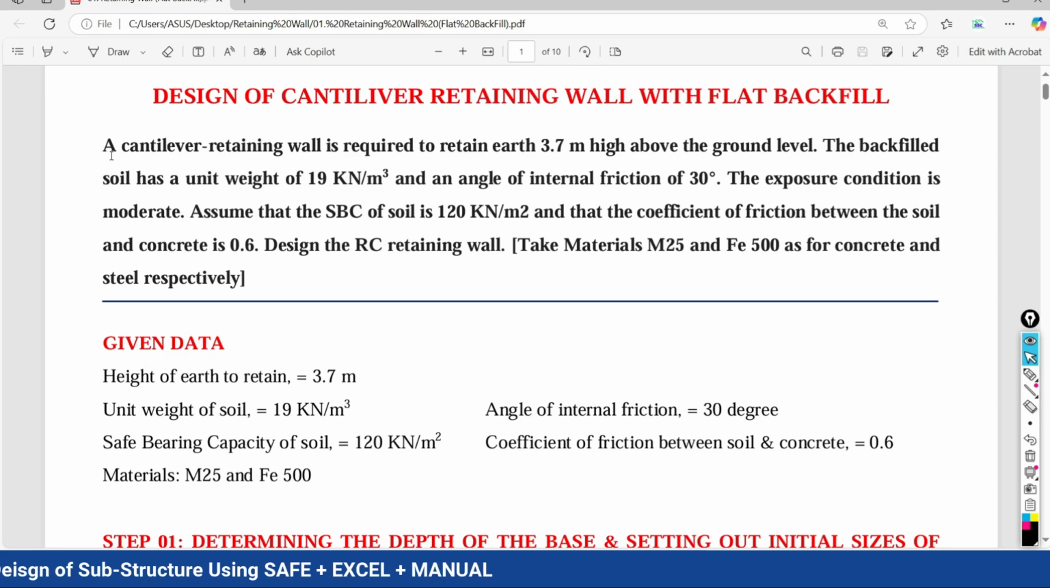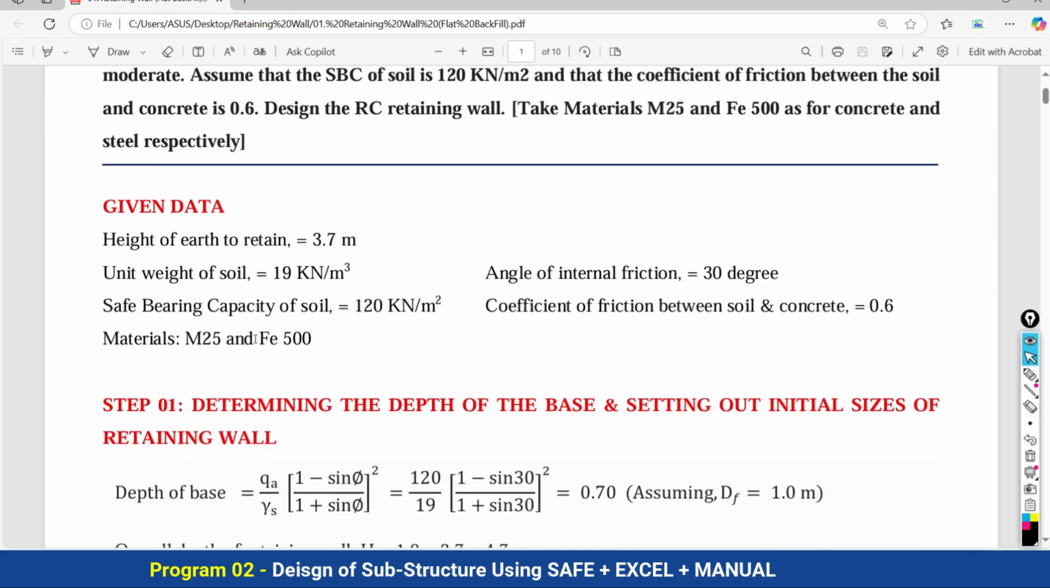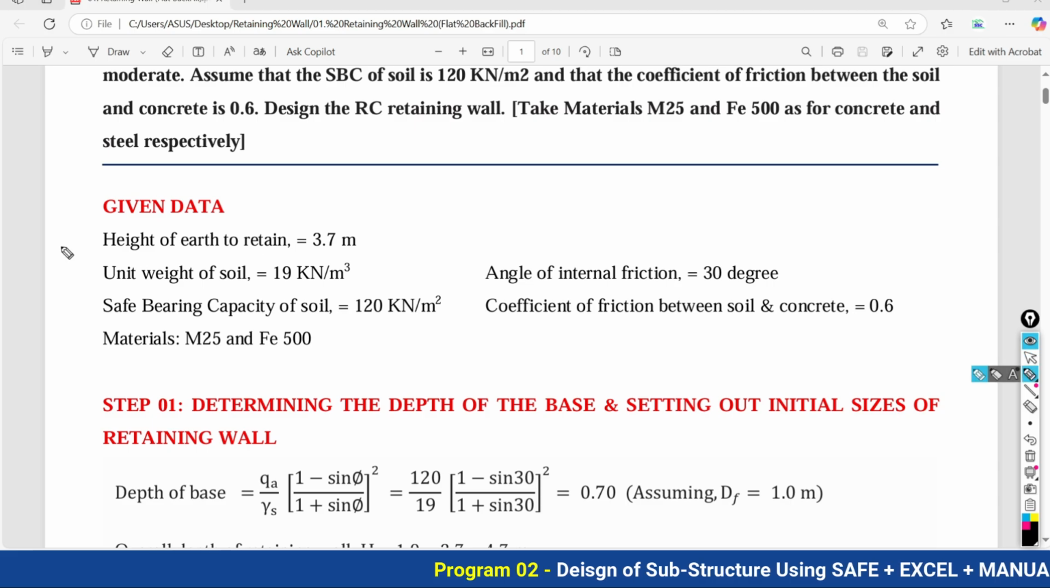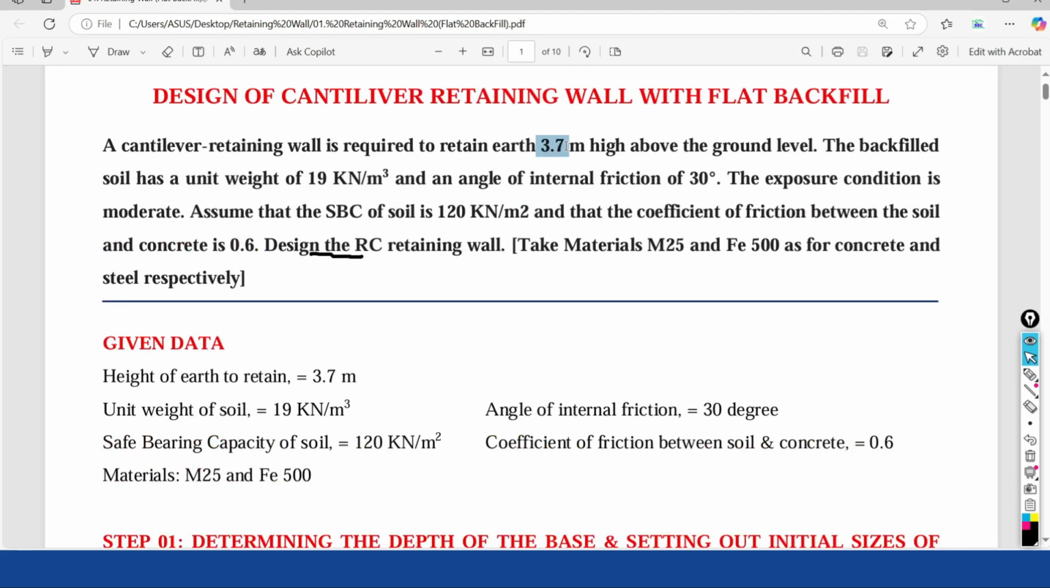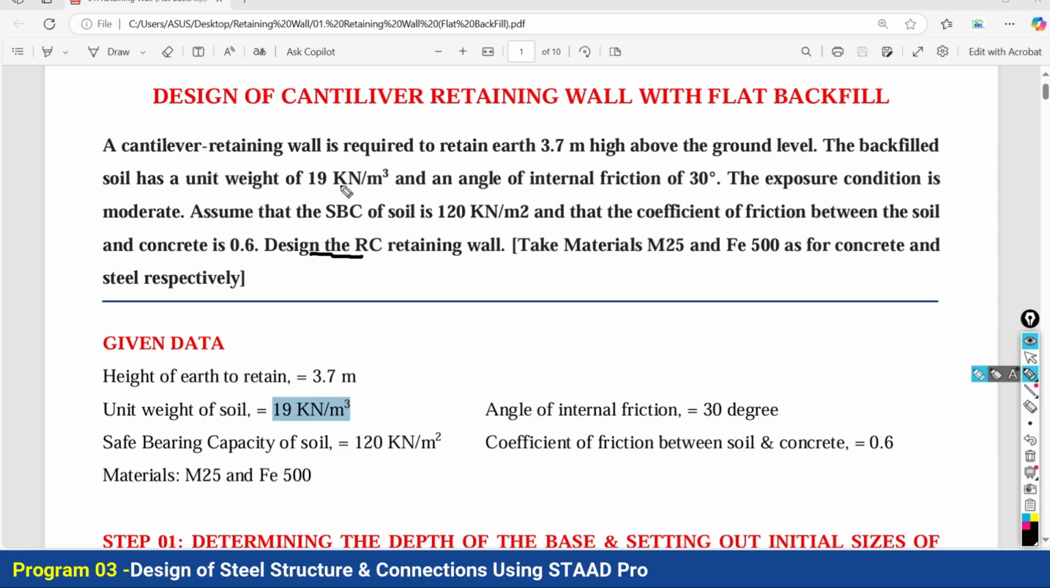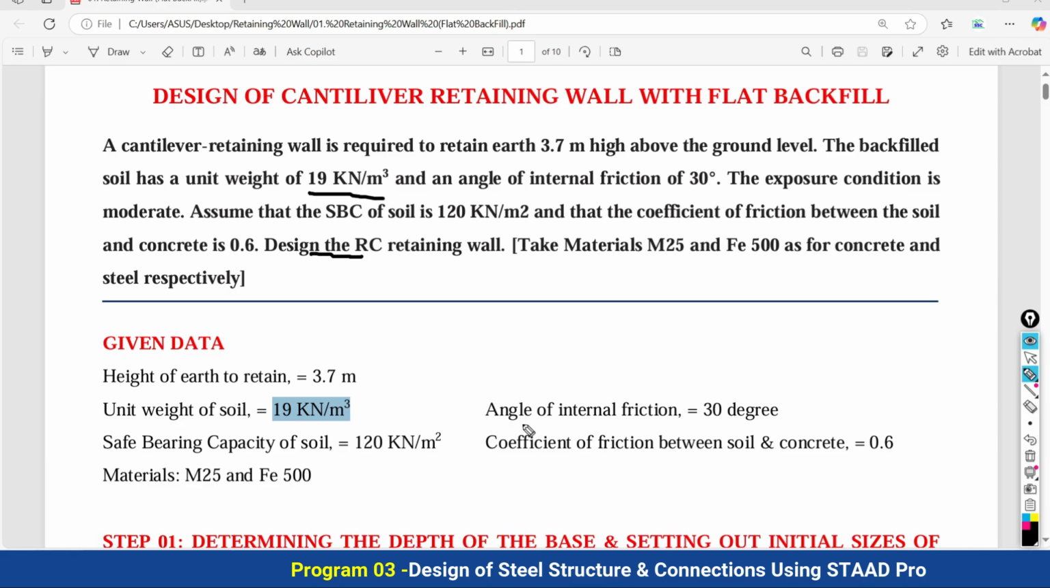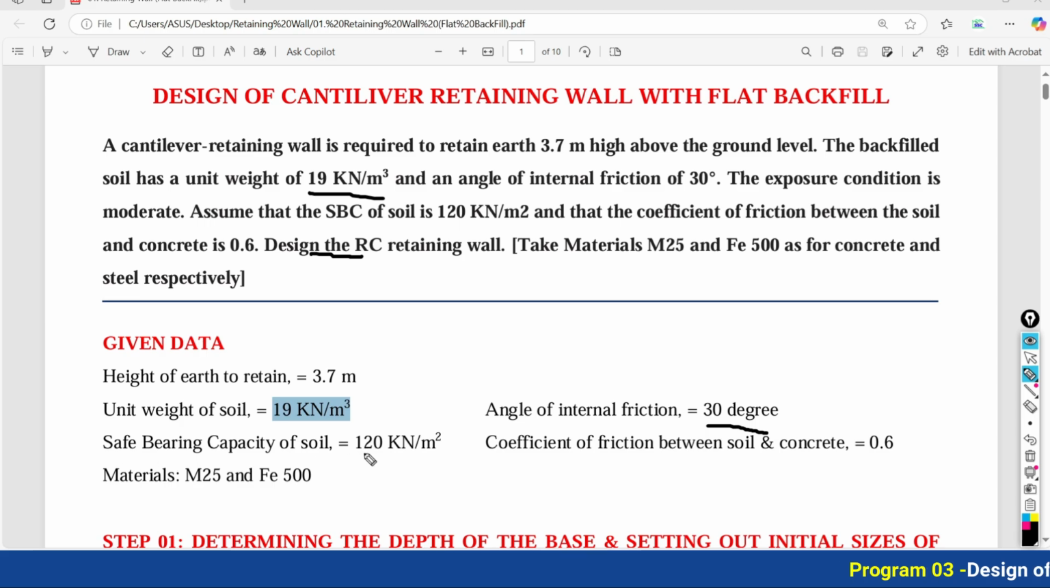So in respect of this problem statement, I am going to write all the given data here. Height of the earth to retain is 3.7 meter above the ground level, that is given in your problem statement. The unit weight of the soil we need to take as 19 kilonewton per meter cube as per your problem statement. Angle of internal friction is given as 30 degree. Safe bearing capacity of the soil is 120 kilonewton per meter square. Coefficient of friction between the soil and concrete we need to take as 0.6 only.